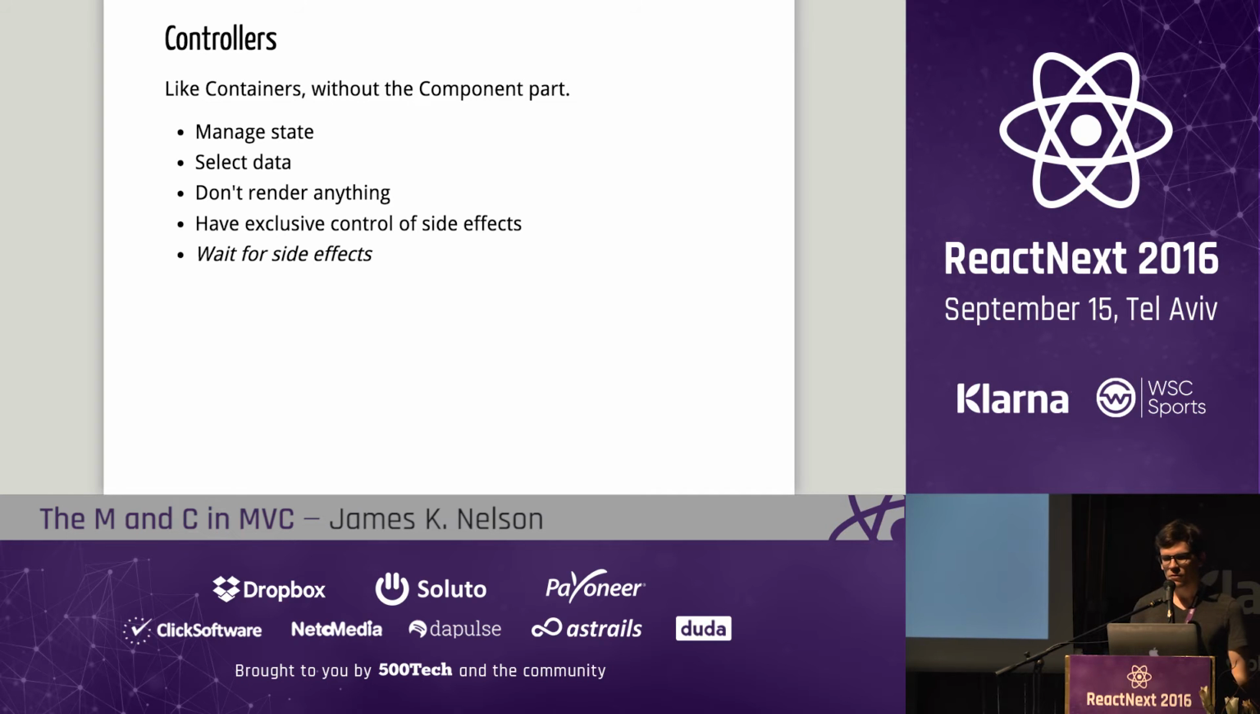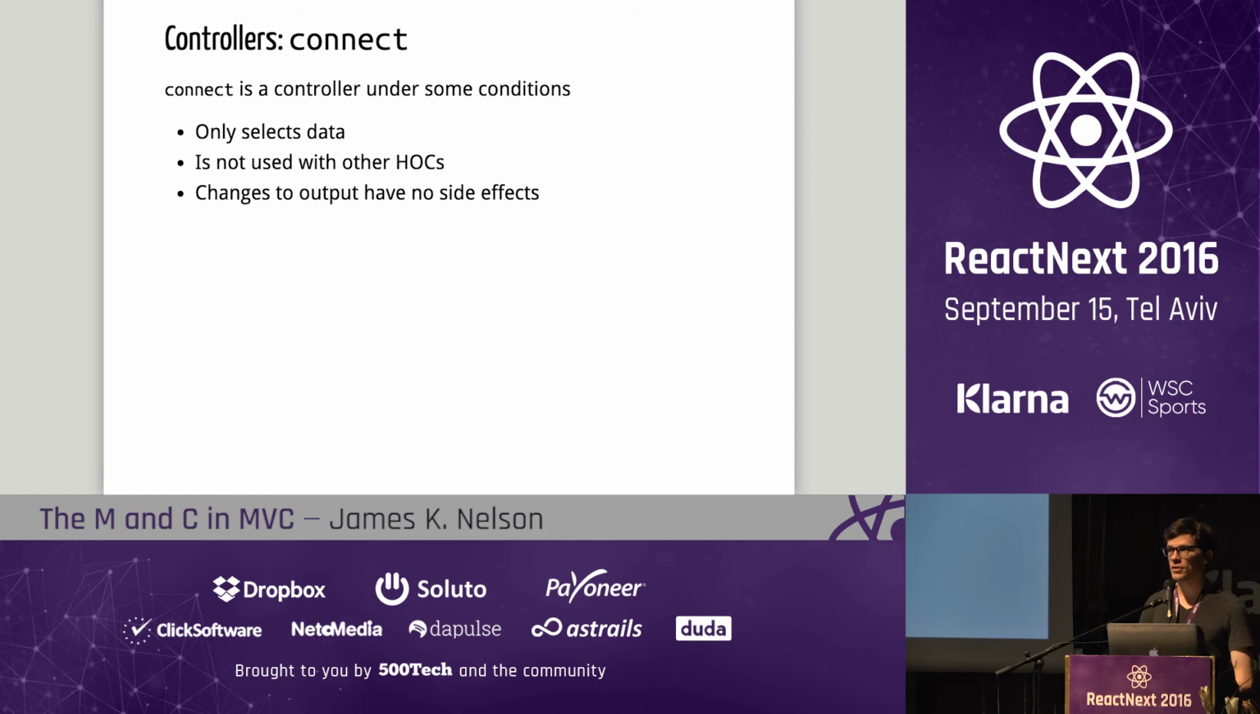And two other important things here, which I'll get to later: controllers have exclusive control of any side effects. Connect leaves the side effects to the component which it wraps. If you have a Connect higher order component and you inject some data and that changes, then you need to watch that data with lifecycle methods and then make the side effects work that way, whereas a controller manages those side effects itself. And the other thing is that a controller will wait for side effects before it continues. And that's really important, but I'll get to why that is later.